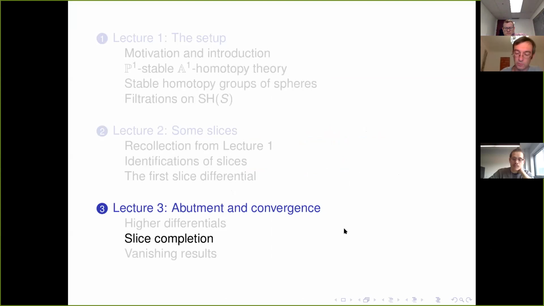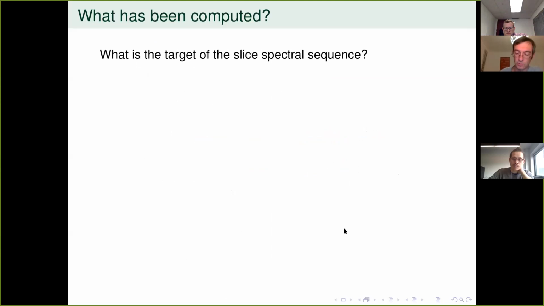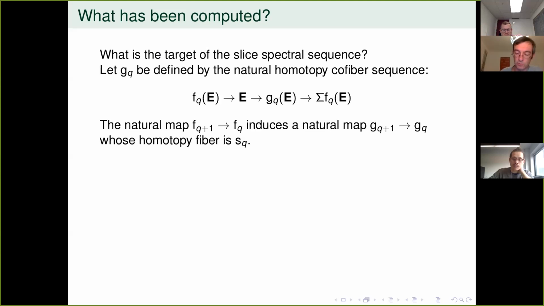So the issue is now to find out what actually has been computed. Depending on your preference, you might not care too much about this. You might just say this is an interesting computation in itself. But it doesn't hurt too much to investigate this a little. So we can define what the slice spectral sequence converges to.